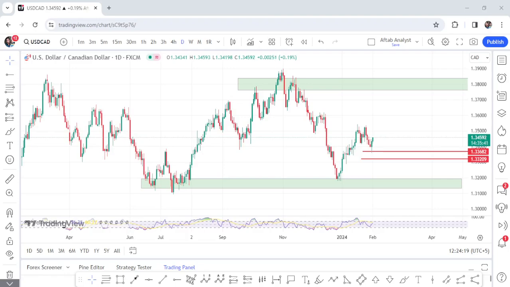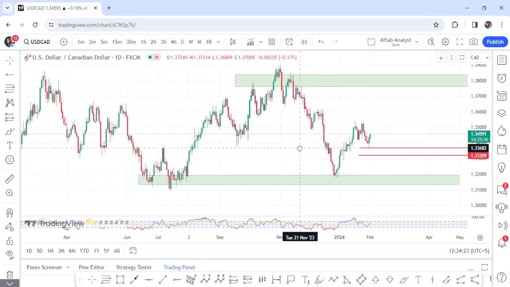So first of all, right here I am on a dollar CAD chart, but you can pick any chart and you can apply these same techniques, and I am sure enough you will be getting the same results, you will be getting the same trading setups.